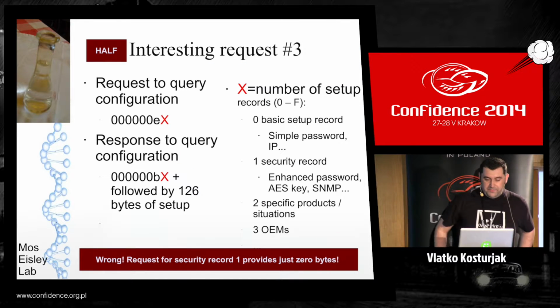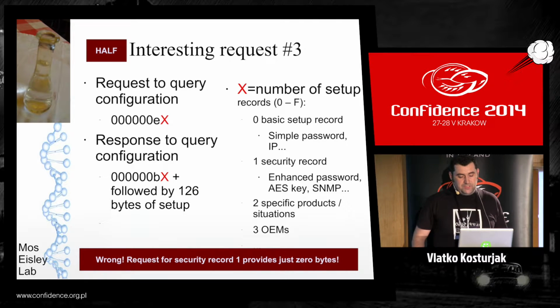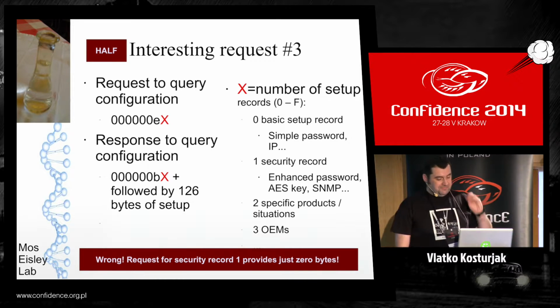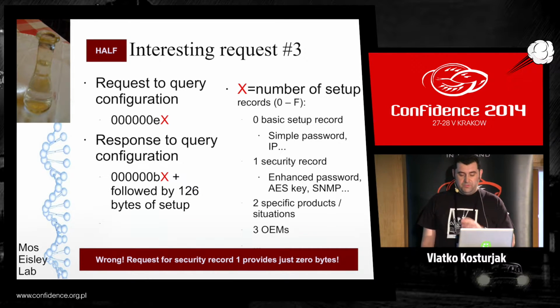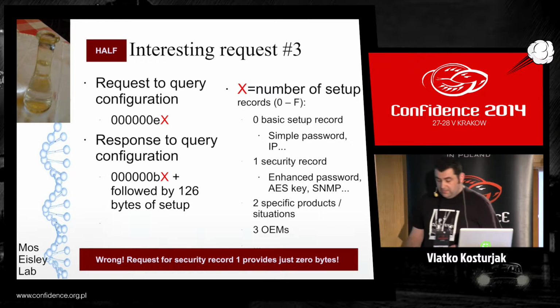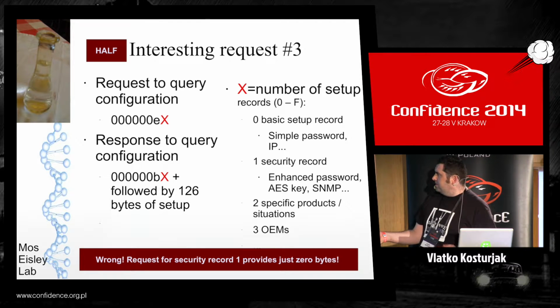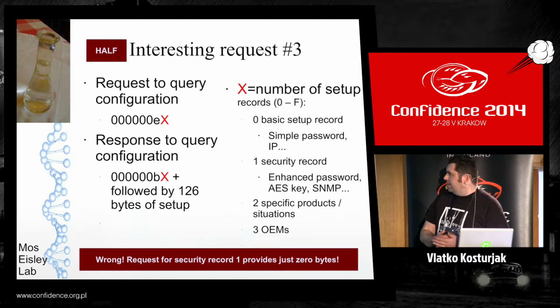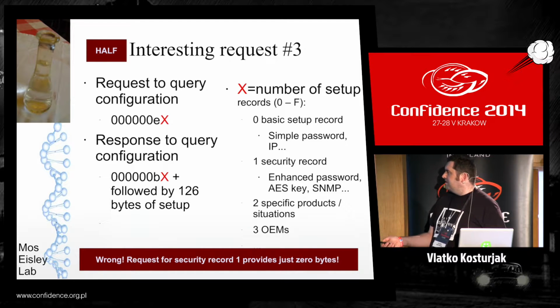So further digging got me to a request which says, okay, request to query configuration. If you send a simple request of 4 bytes, you get the setup record for each page you want. For example, if I want setup record 0, I will send 00, 00A0, right? And this is what I got in previous requests, so it's not so interesting.